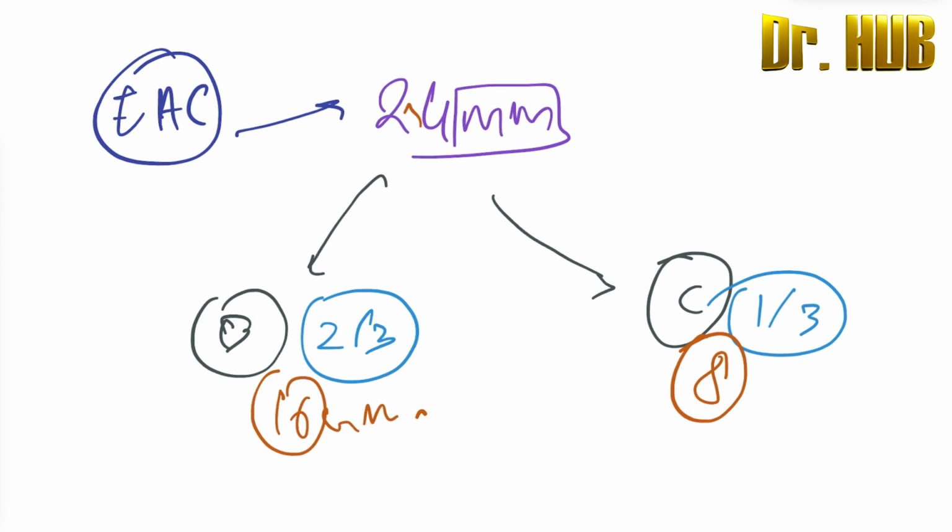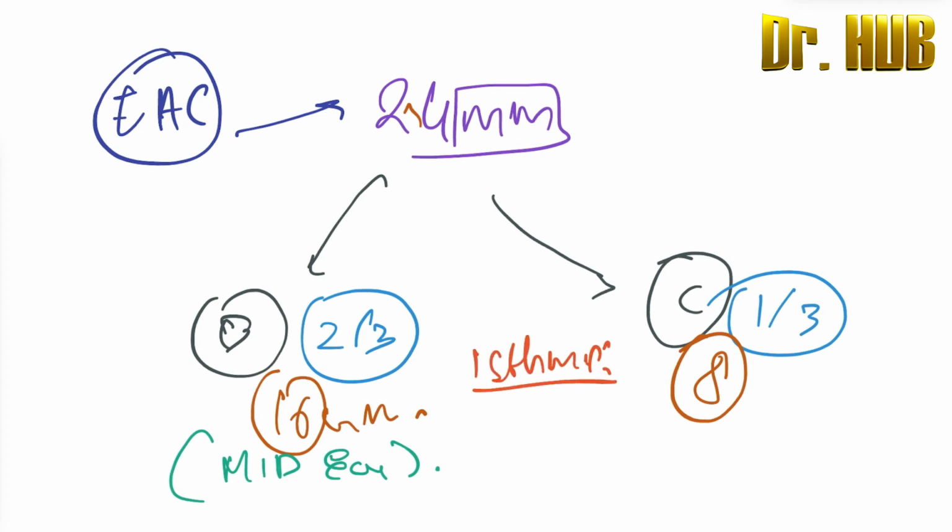And the bony part is close to the middle ear. This is important. So EAC is 24 mm, bony is 2/3 and cartilaginous is 1/3, and bony is towards the middle ear. Next is the isthmus. Here the isthmus is the narrowest part and it is in the bony part.